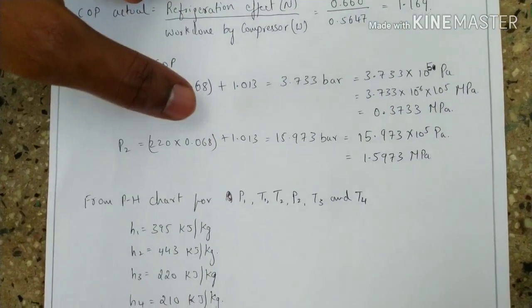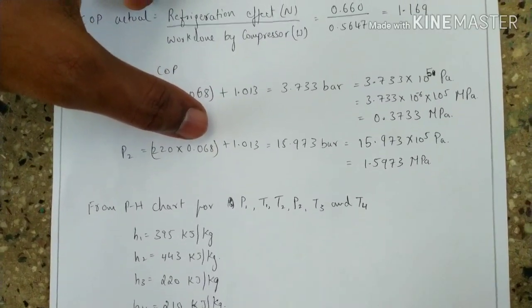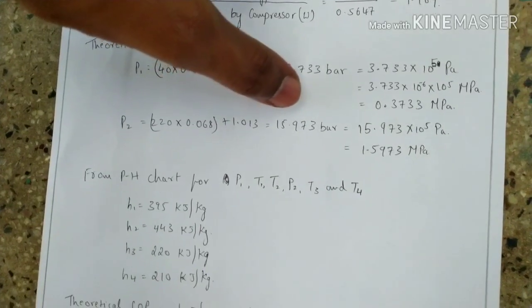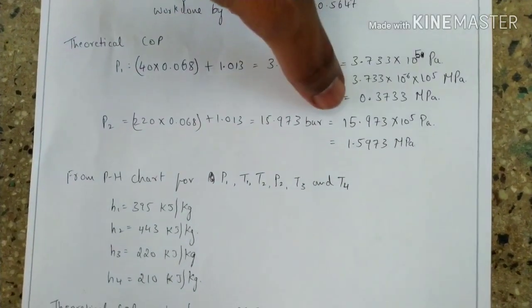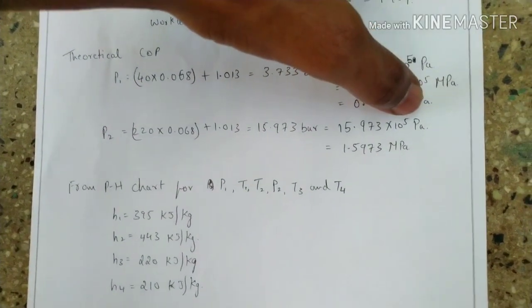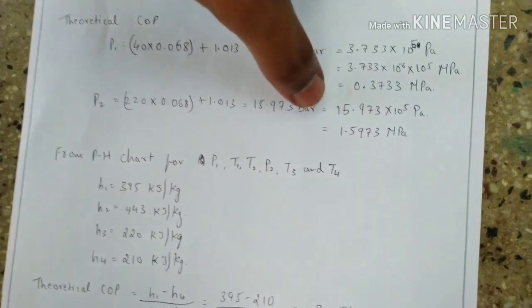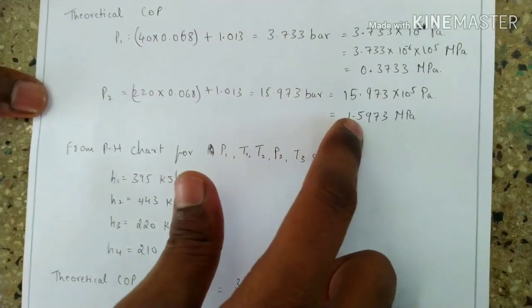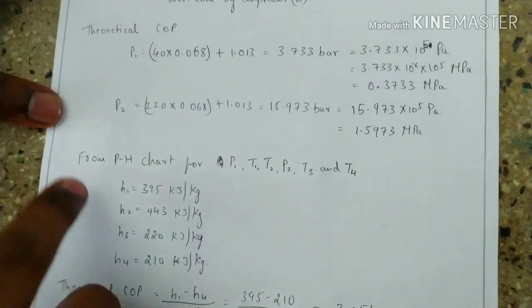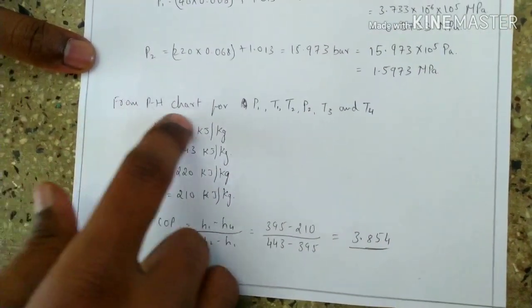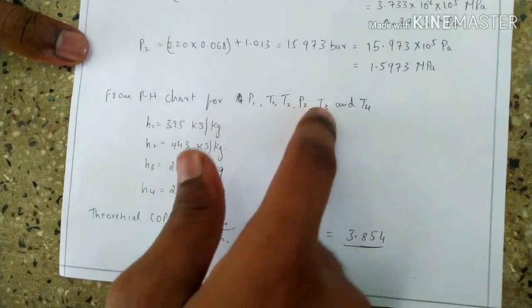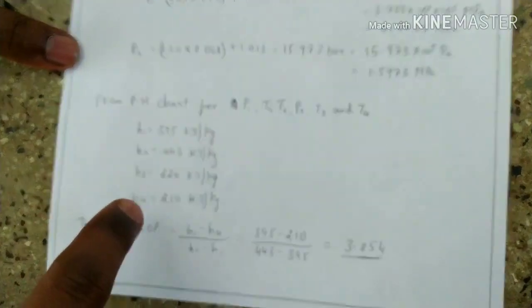Coming to P2, the value is 220. You have to do the same thing again, that is multiply by 0.068 plus 1.013, and you will get 15.973 bar. Next, if you multiply by 10 to the power of 5, you will get it in pascals, and again multiply it by 10 to the power of minus 6, and the final answer you will get is 1.5973 MPa.